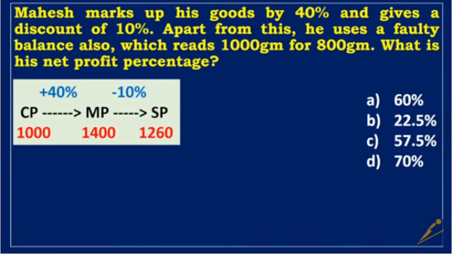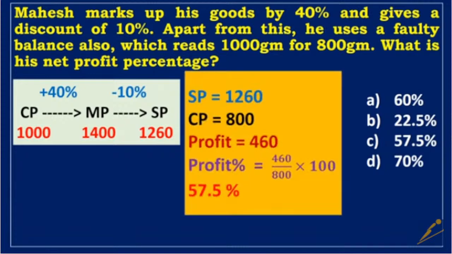1000 plus 400. In this case, the marked price equals 1400. Mahesh gives a discount of 10%, which is 1400 minus 10% of 1400. 1400 minus 140 is 1260. The selling price is 1260.